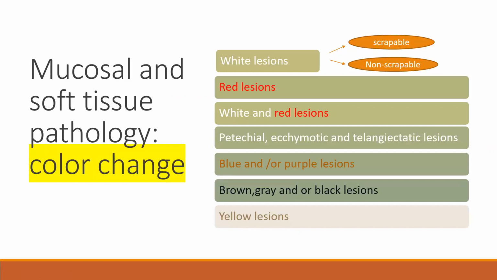I'm going to talk about mucosal lesions today by virtue of color change. As we all know, the most common are red and white lesions, and the rest of the lesions I'm going to talk about in the next part. White lesions can be further divided into scrapable and non-scrapable ones.